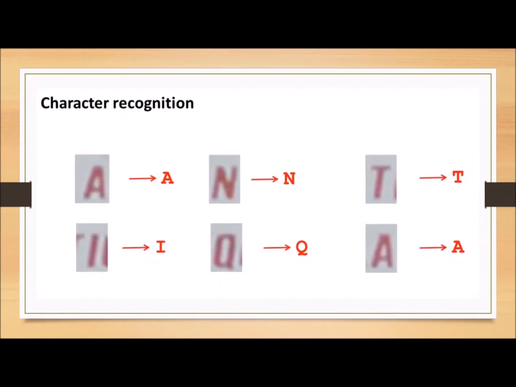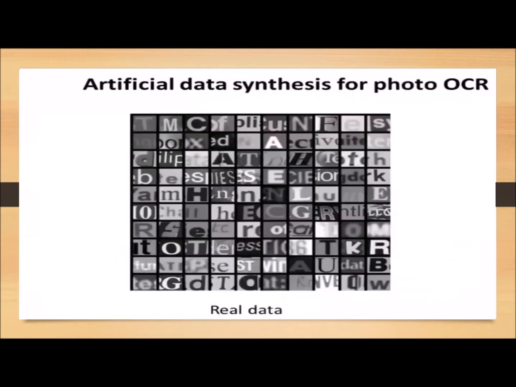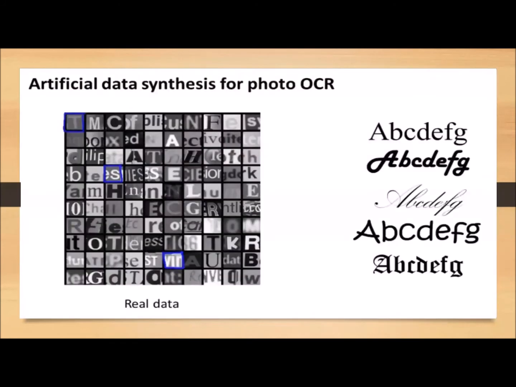How can we get the artificially synthesized data? We are looking at the same problem of photo OCR, photo optical character recognition. Here, for convenience, I am taking the rectangular boxes, but for our convenience I am representing them by using square boxes. This is the real data. In this real data, I am giving A, B, C, D, E, F, G. But I am interested in getting the artificially synthesized data.